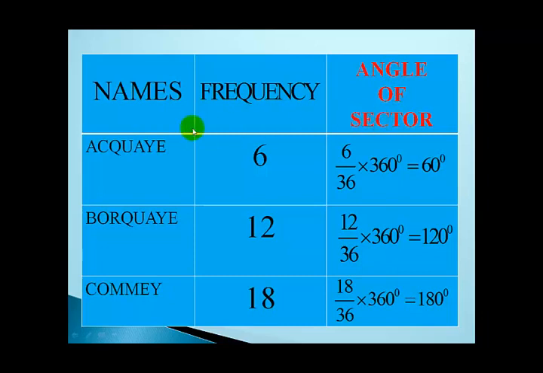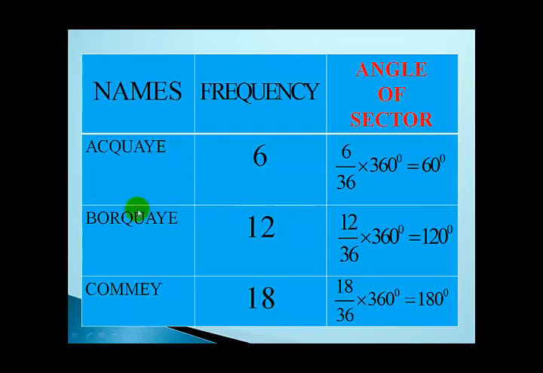Now, considering Akwi, the number of votes cast for Akwi is 6. So if you want to know the angle of sector for Akwi, you have to divide the number of votes for Akwi by the total number of votes times the angle of the circle, that is 360 degrees. So the angle of sector for Akwi will be 6 divided by the total number of votes, that is 36, times the angle of a circle, that is 360, and the answer is 60 degrees. That means that the angle of sector for Akwi equals 60 degrees.